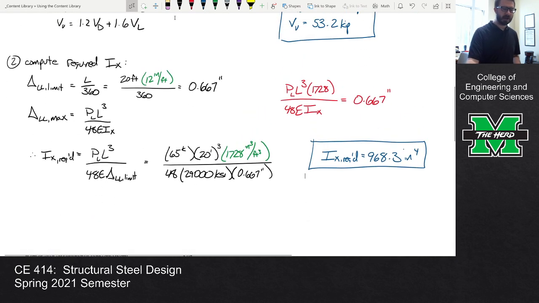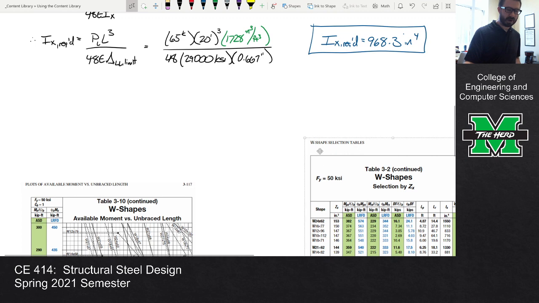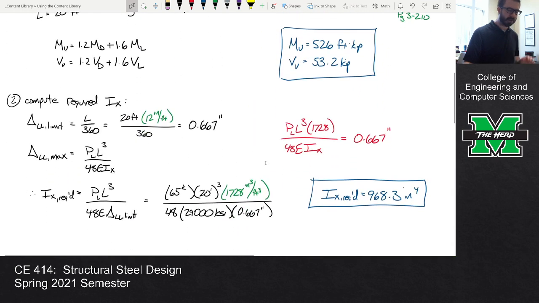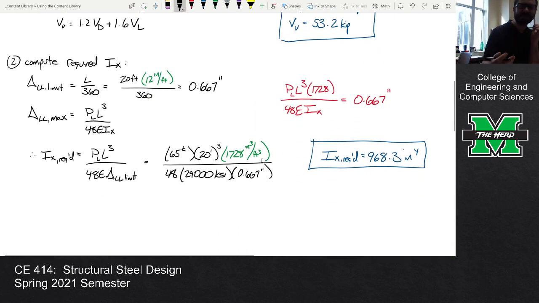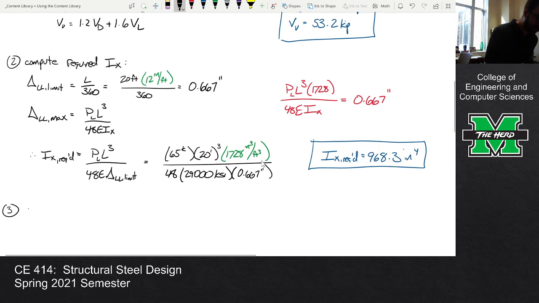Okay, give me one sec. Let me drag these down. Like I said, I have some of these already ready for me, and I'll show you what's going on there. But basically, after steps 1 and 2, you should have everything that you need for design: a required moment, a required shear, and a required parameter to meet your deflection limitations. So step 3, select trial shape.